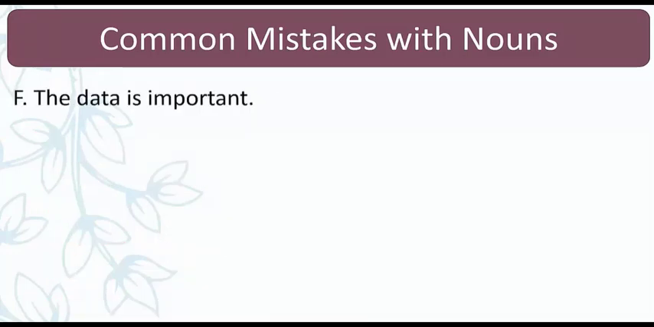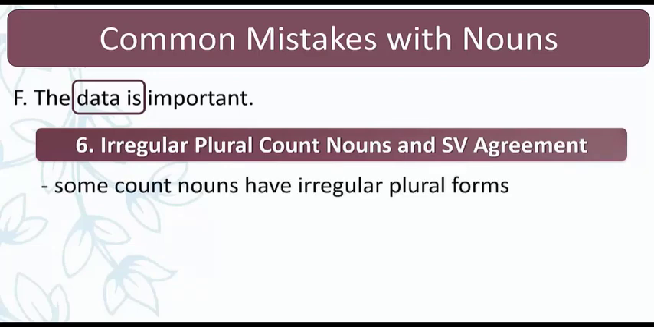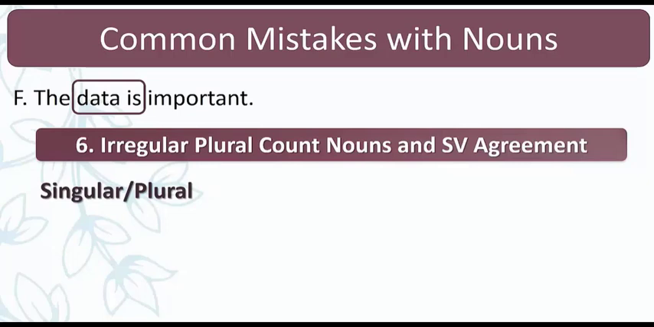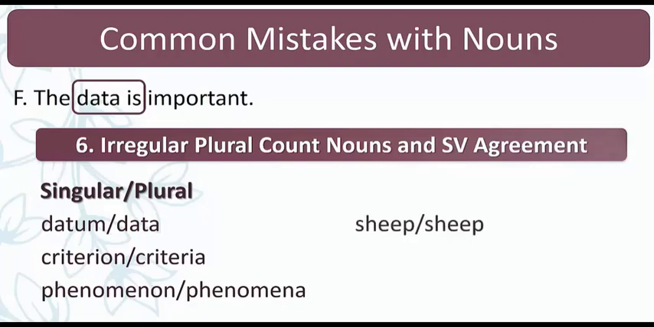For this sentence, "the data is important," we have the opposite problem. Irregular plural count nouns need to have subject-verb agreement. Some count nouns have irregular plural forms that do not follow the usual pattern of s endings. In English, we have some nouns with very different plural forms like datum, data, criterion, criteria, and phenomenon and phenomena. Then we have some nouns that don't change at all, like sheep, shrimp, and fish.